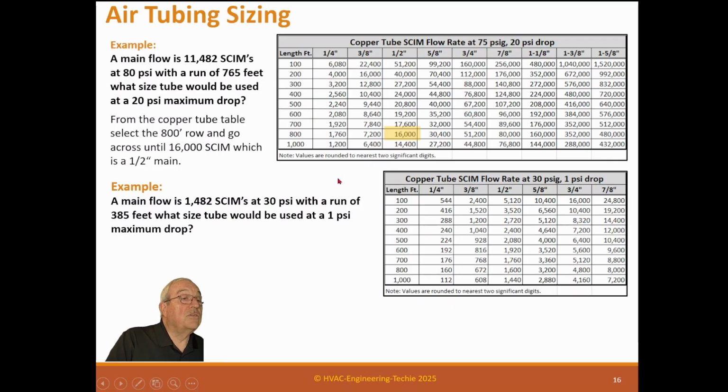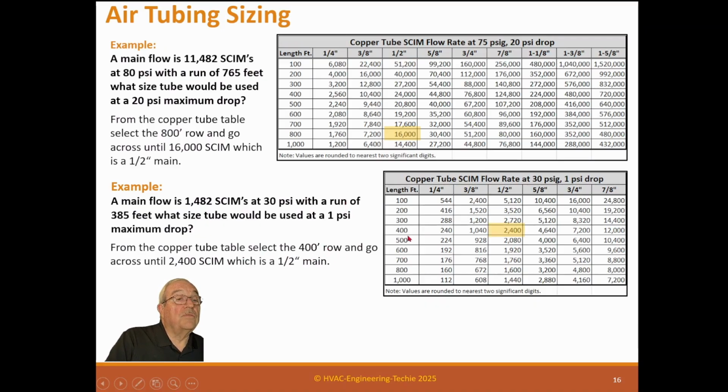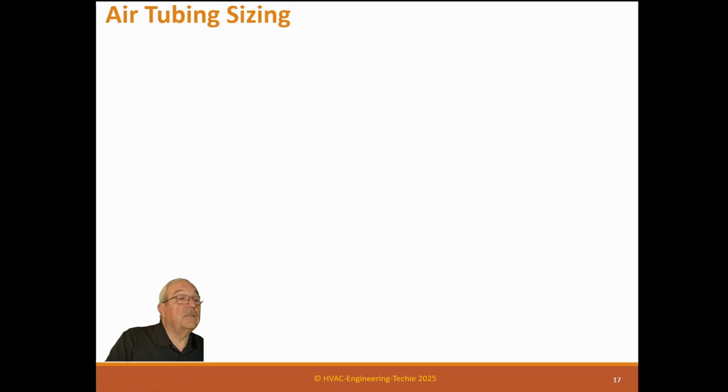A main flow is 1,482 skims at 30 psi with a run of 385 feet. What size tube would be used at a 1 psi pressure drop? And the same thing with a copper tube at 400 feet. You go across until you get more than that 1,480 skims, which would be half inch again.